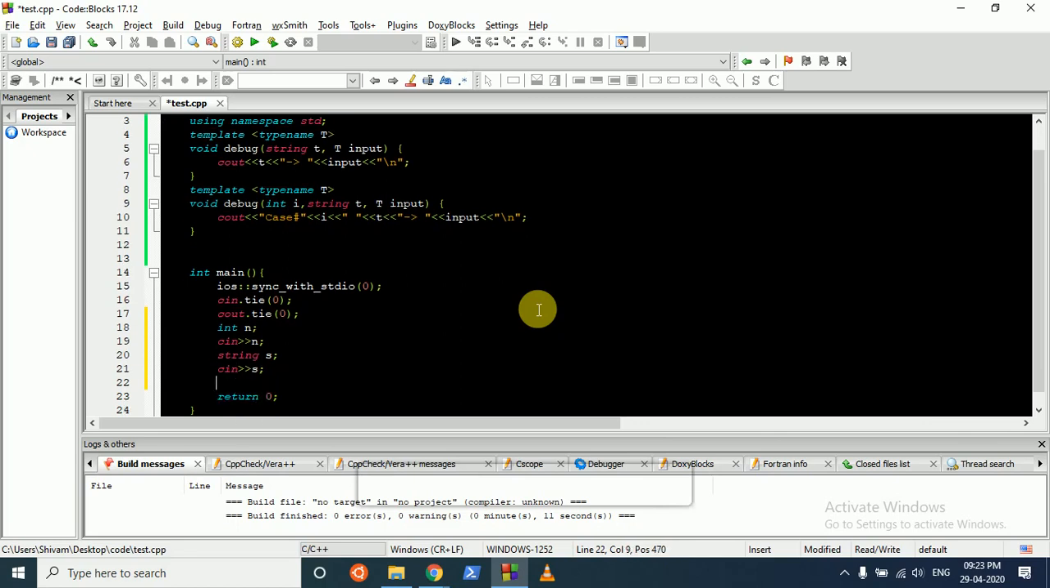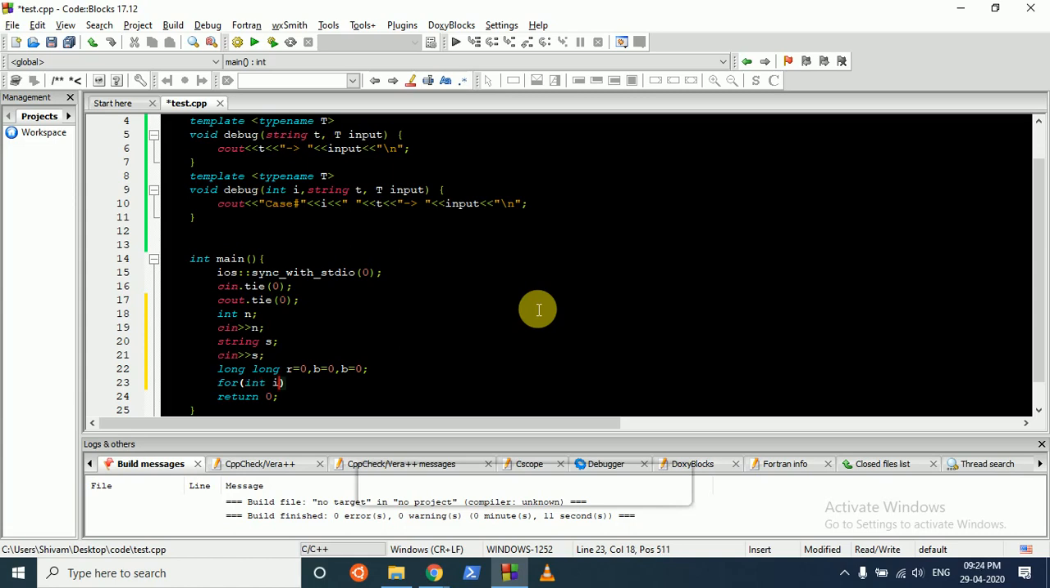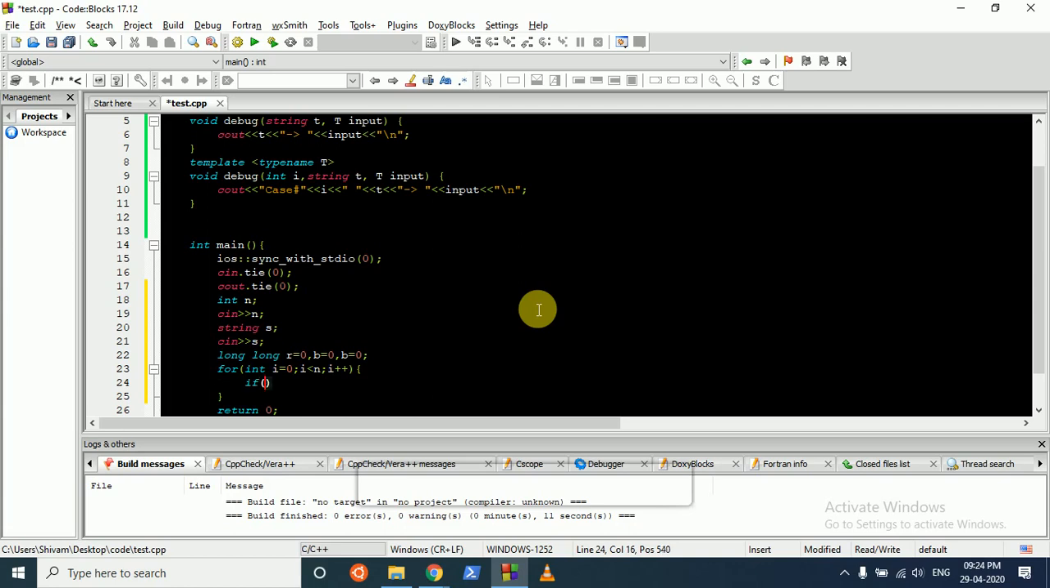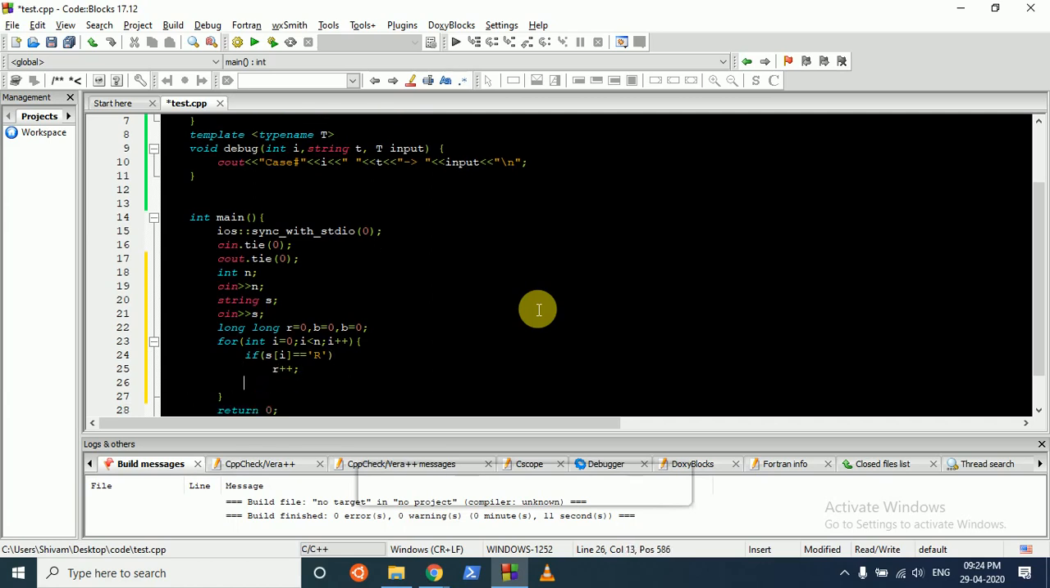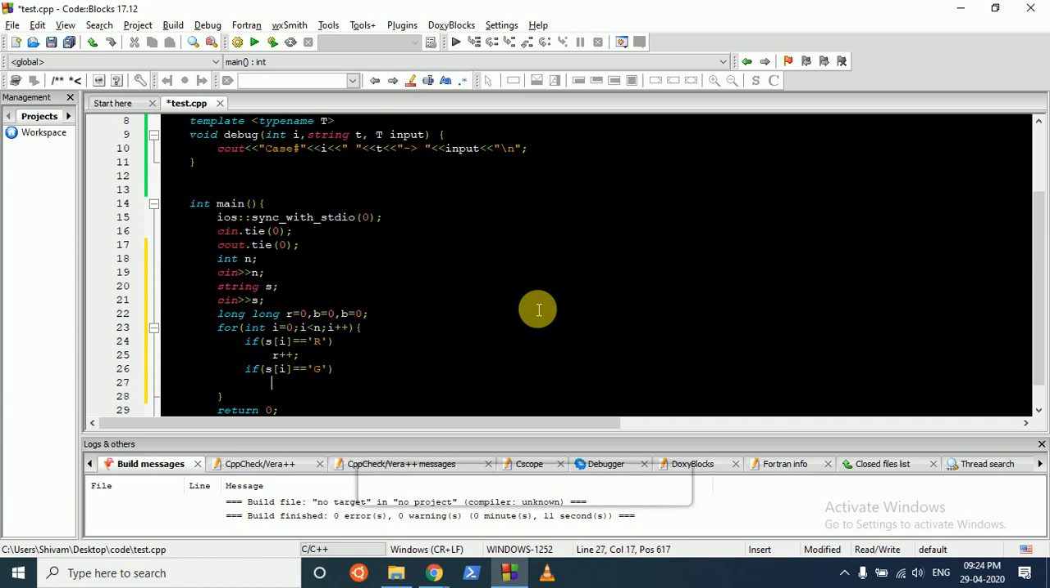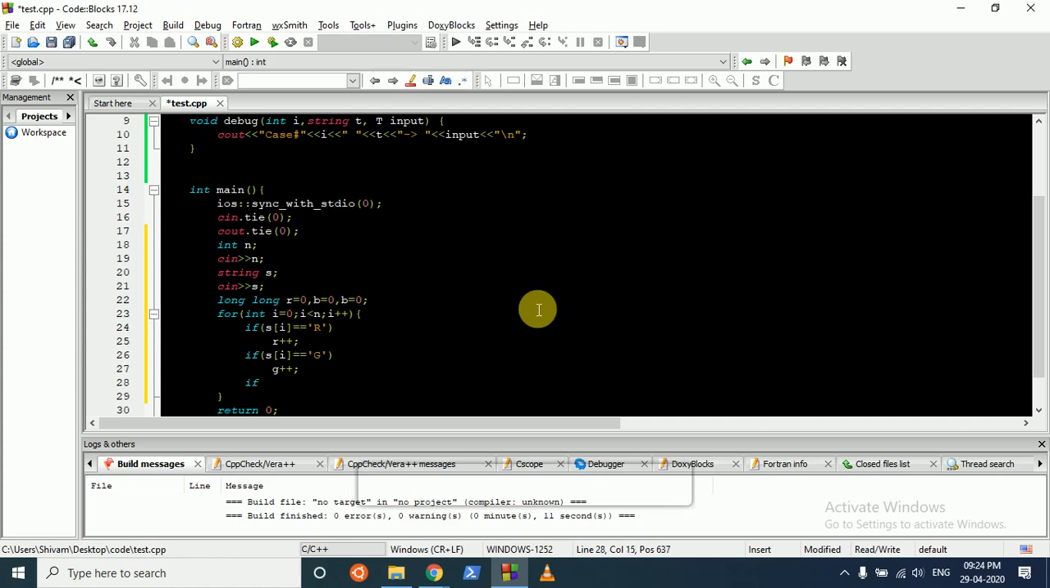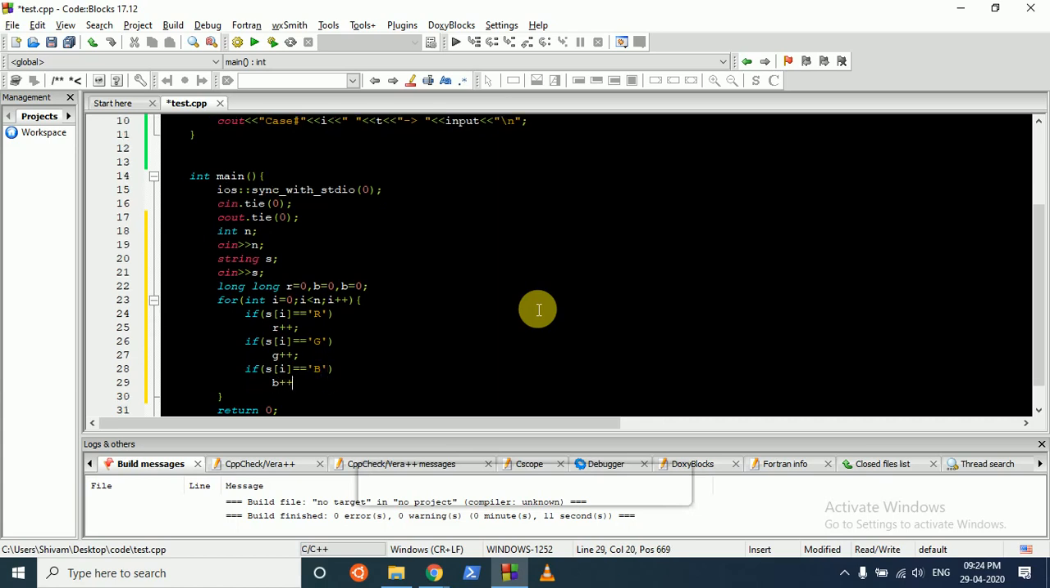So what we can first do is make three variables R, G, B, iterate over the length of the string, and if s of I is equal to R, R plus plus, equal to G, G plus plus, if s of I is equal to B, B plus plus.